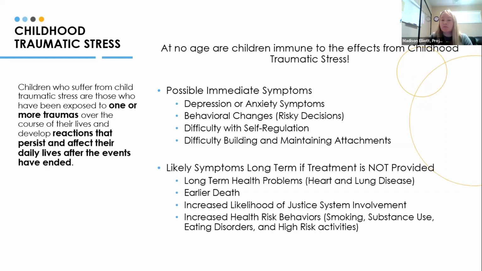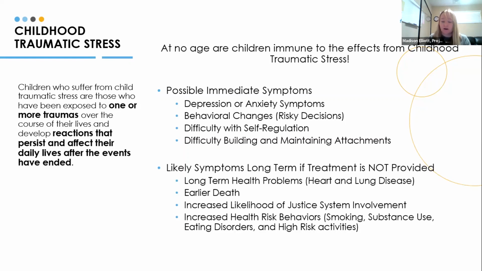Some likely symptoms might be long-term if children don't have access to treatment. So children may have long-term health problems like heart and lung diseases, earlier death, increased likelihood of involvement with JJS, increased health risk behaviors like smoking, substance use, eating disorders, and high-risk activities. As we know, these are some of the symptoms that are also associated with ACEs. And the CDC suggests that about 61% of adults surveyed across 25 states, so not all 50 states, so this could be a little higher or a little lower, reported that they had experienced at least one ACE before age 18.